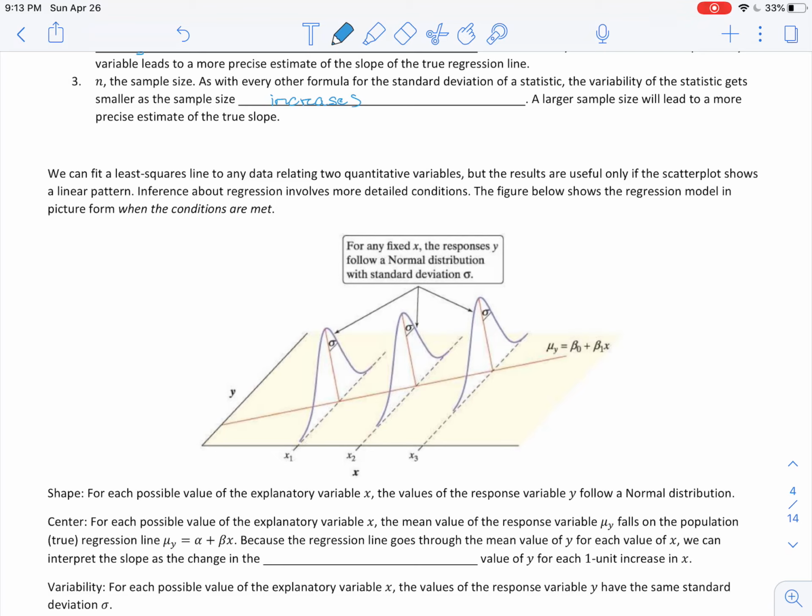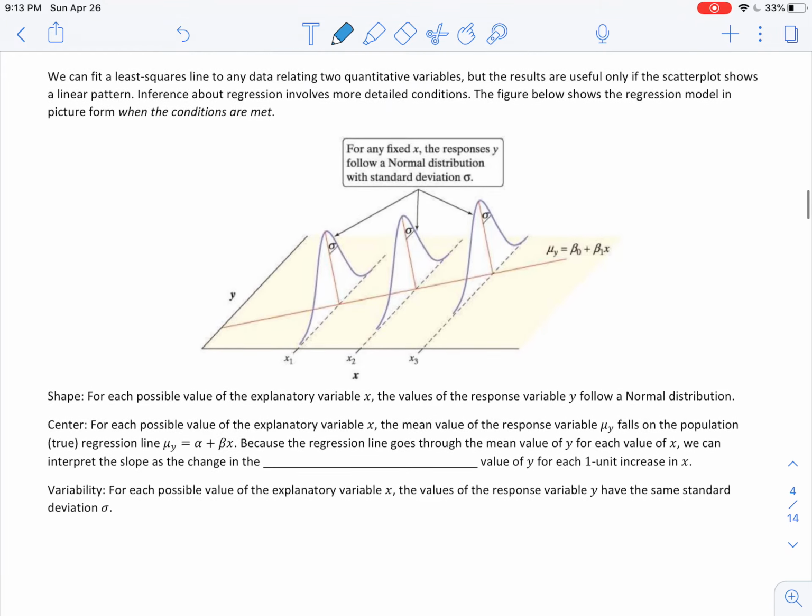So we've talked about that a lot. A larger sample size is going to lead to a more precise estimate of the true slope. We can fit a least squares regression line to any data relating two quantitative variables. Those aren't going to be useful if the scatter plot doesn't show a linear pattern. So it's only going to be a good line if you have a linear pattern.